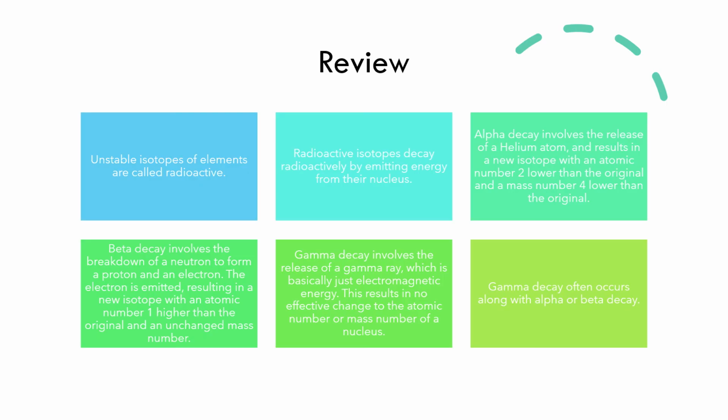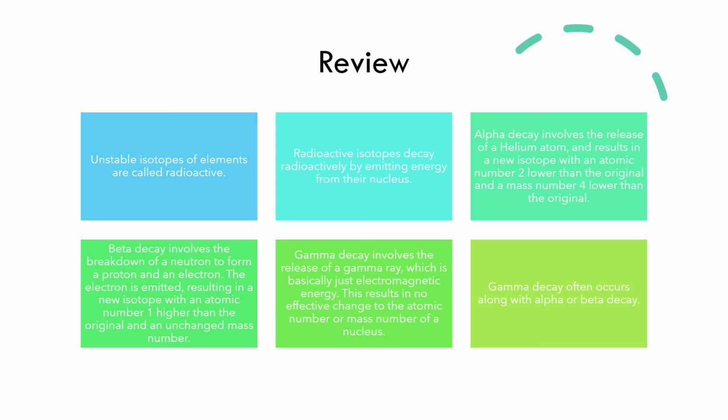Unstable isotopes of elements are called radioactive and are referred to as radioisotopes. Radioactive nuclei decay radioactively by emitting energy from their nucleus, and these emissions come in three major forms: alpha radiation, beta radiation, and gamma radiation. Alpha radiation, or alpha decay, involves the release of a helium atom, and results in a new isotope with a mass number 4 lower than the original and an atomic number 2 lower than the original.